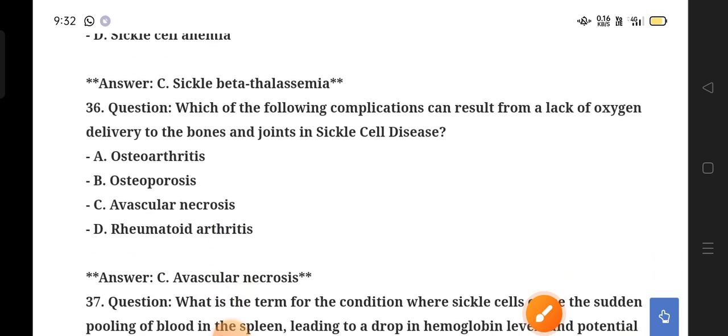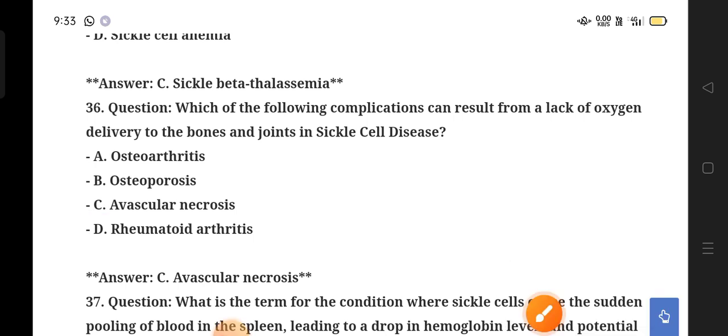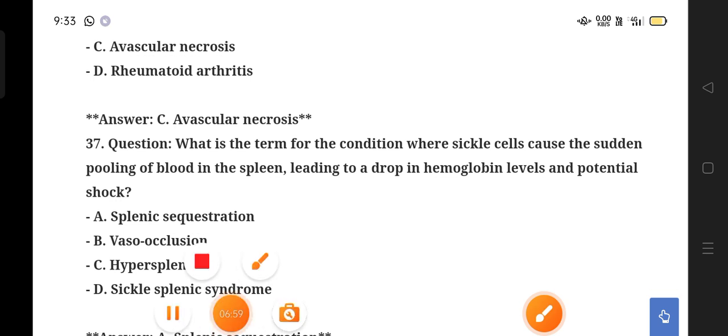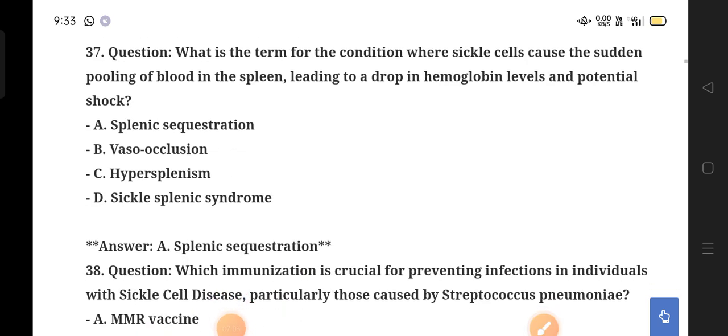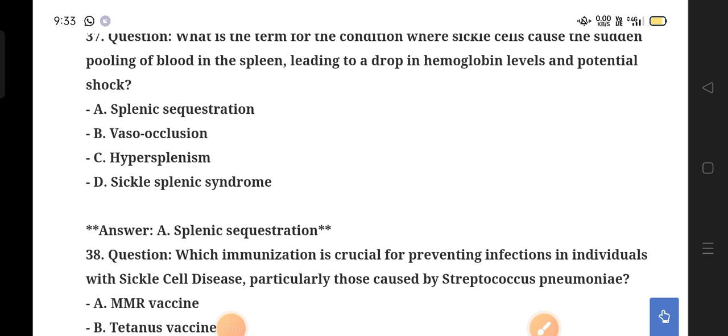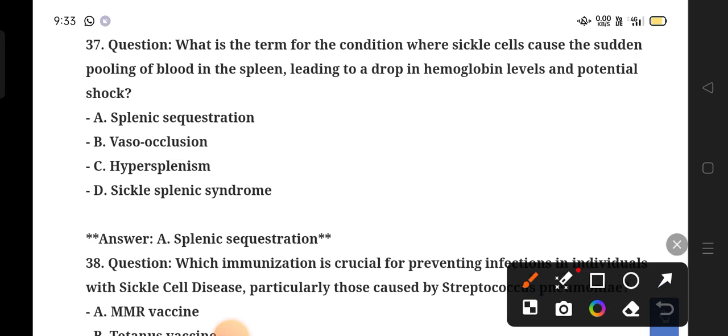Next one is, which of the following complications can result from a lack of oxygen delivery to the bones and joints in sickle cell disease? Option C, avascular necrosis. Next one is, what is the term for the condition where sickle cells cause a sudden pooling of blood in the spleen, leading to a drop in hemoglobin levels and potential shock? Option A, splenic sequestration.